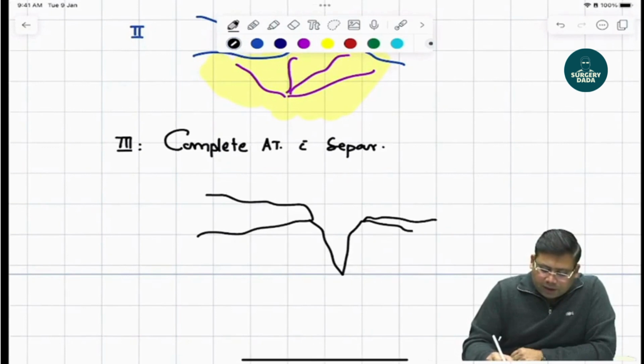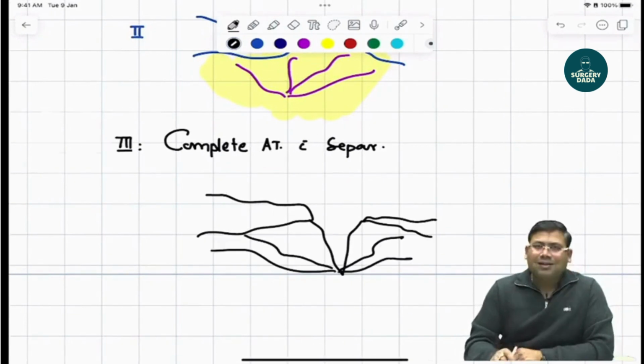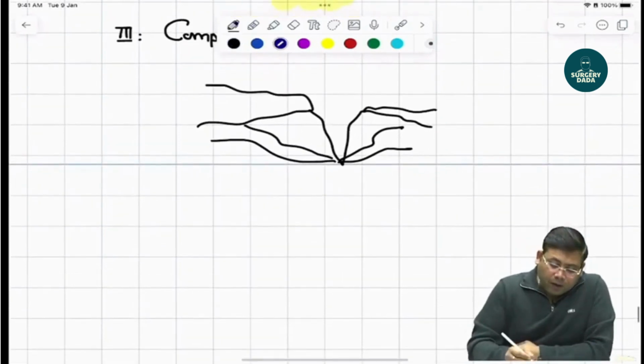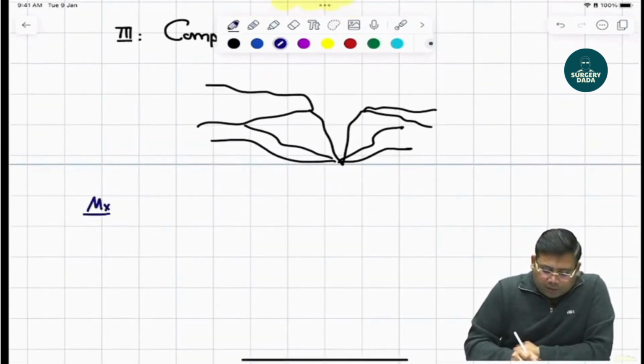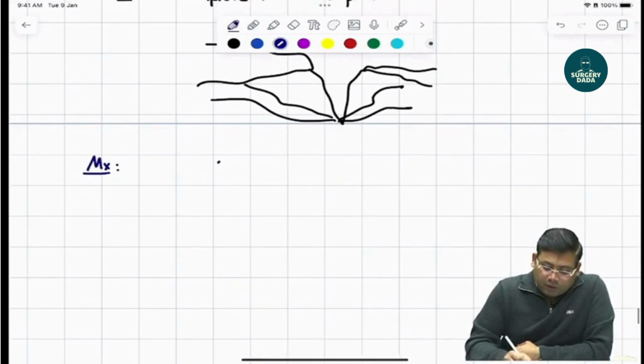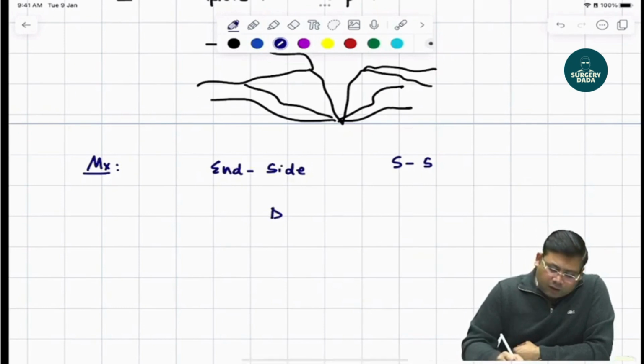So the mesentery is also separated. The mesenteric defect is also there. This is what is a type 3 atresia. When we talk about the management, this is important: we can go for end to side, side to side, or a diamond shape or diamond orientation.